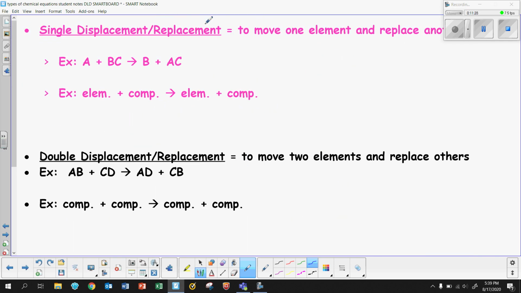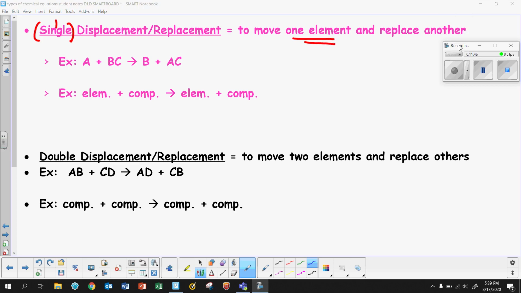Single displacement or replacement. It can be called single displacement, it can be called single replacement. Same thing, no matter which term is used. I will call it displacement. Single means one, right? It means one element is going to replace another. One element's going to switch places with another. So it'll always have this general form.